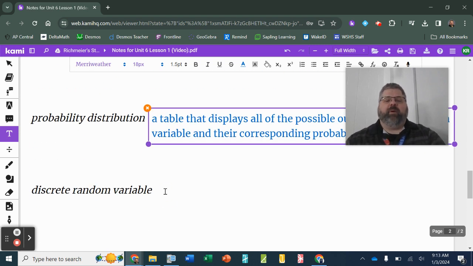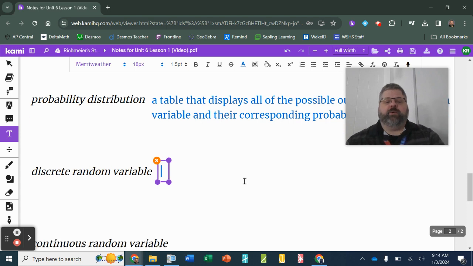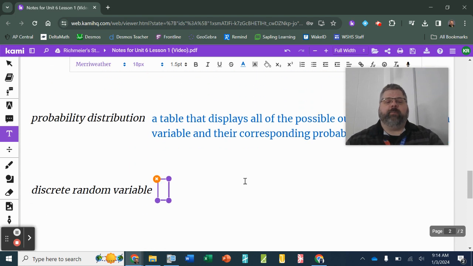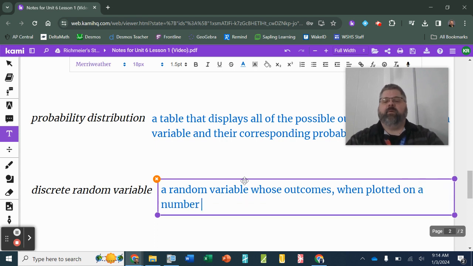Now, we have probability distributions, and the ones we're looking at in this unit start with discrete random variables, and then it goes to continuous random variables. So let's talk about what those are. Remember, a discrete random variable is just a random variable whose outcomes, when plotted on a number line, have space between them.